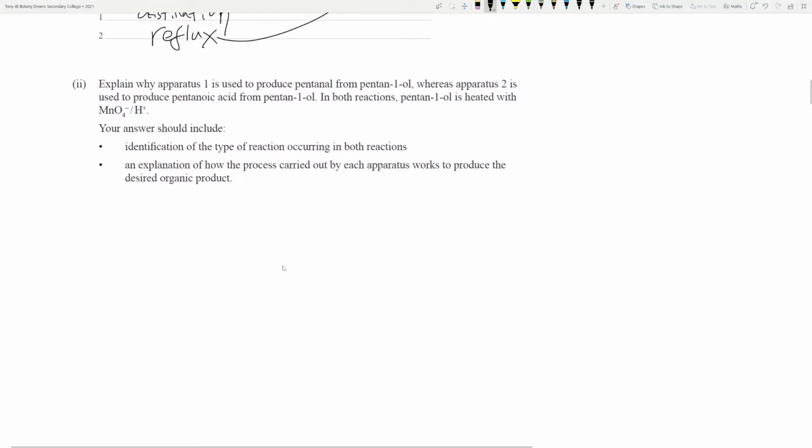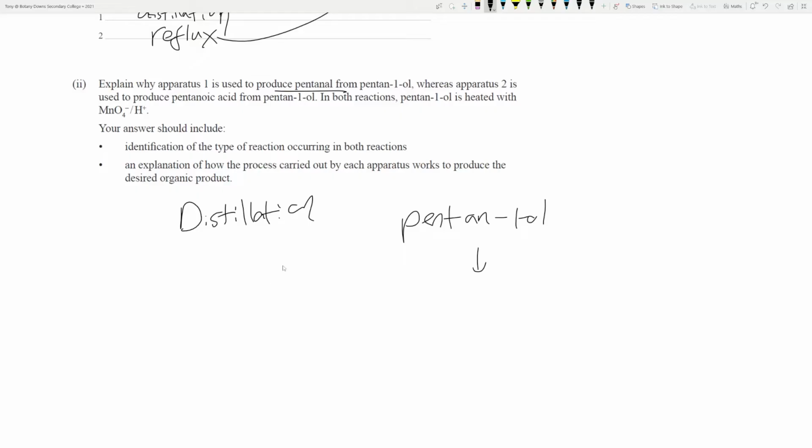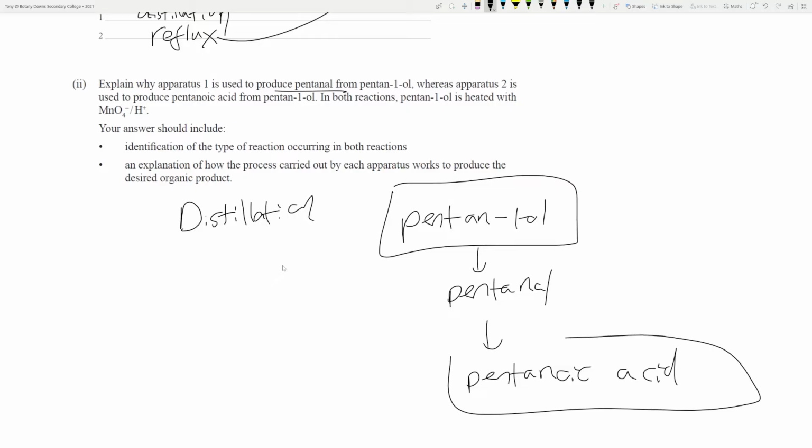So why does the experiment produce pentanal? With distillation, if you think about the products that we have here, we've got pentan-1-ol, which will obviously react to become pentanal, which will further oxidize to pentanoic acid. By just understanding the difference in the boiling points, the alcohol and the acid will have a much higher boiling point compared to pentanal. The reason why is because they have hydrogen bonding and pentanal doesn't.